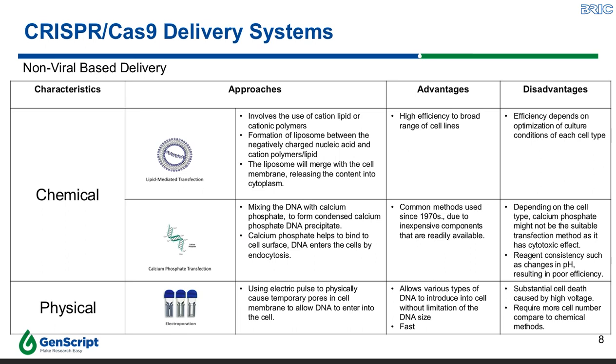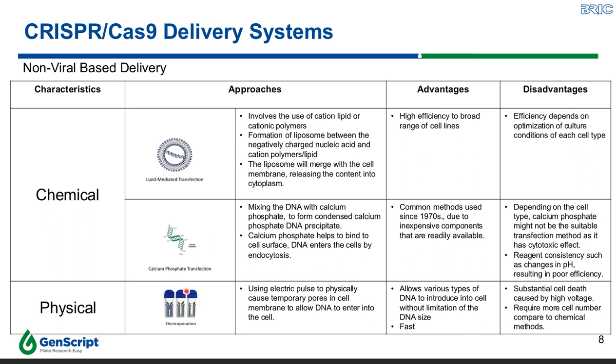Now, the CRISPR-Cas9 can be delivered through two different approaches, either a non-viral based delivery approach or a viral-based delivery approach. The non-viral based delivery approach relies on either a chemical or a physical mechanism. The chemical mechanism relies on the use of lipid-mediated transfection that involves the use of cationic lipids or cationic polymers, and they form liposomes with the negatively charged nucleic acid. And this liposome will then merge with the cell membrane and release its content into the cytoplasm.